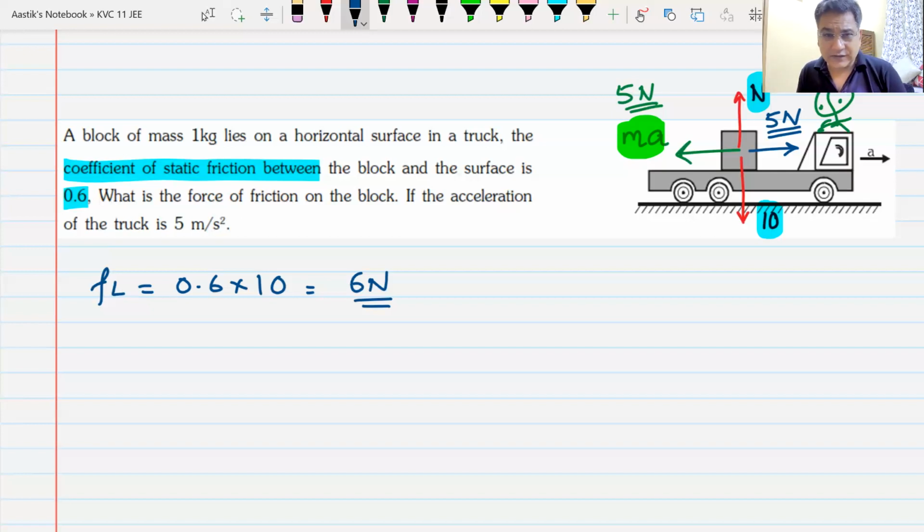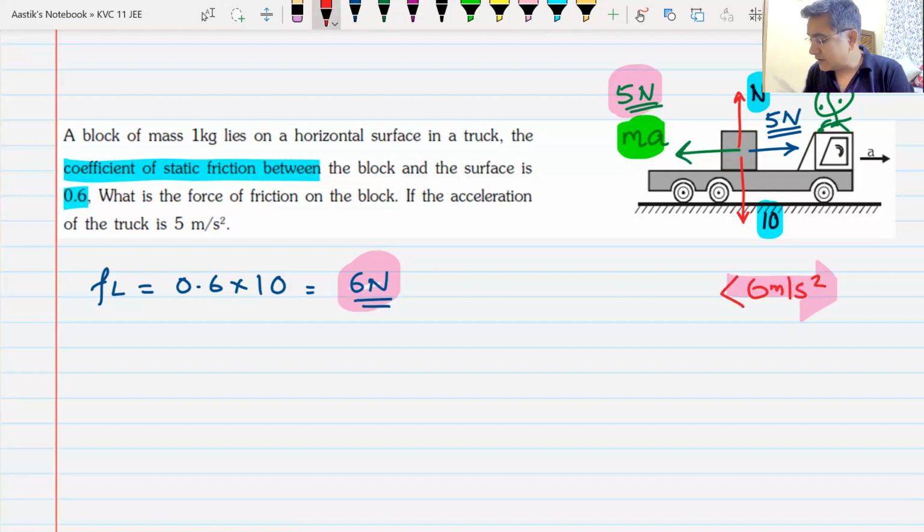It will only move when the friction reaches its maximum value. The maximum value of friction is 6 newtons. To produce 6 newtons of force, the mass is constant. The acceleration of the truck must be how much? 6 meter per second square. It must be greater than 6 meter per second square. If it is greater than that, limiting friction will not be able to stop that block, and the block will start to move. Do we understand what is happening here? Okay, that is good.